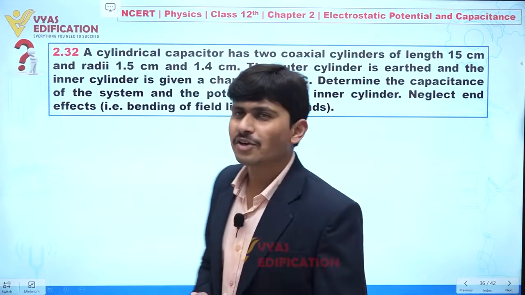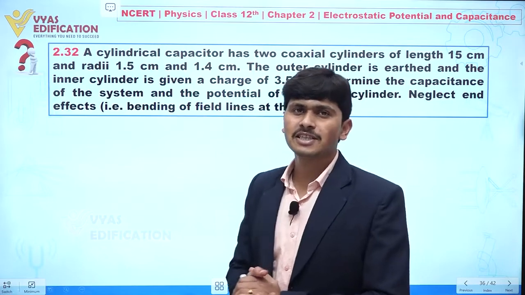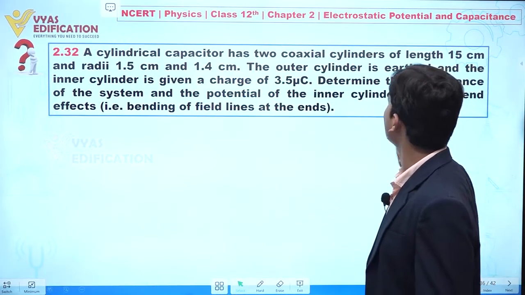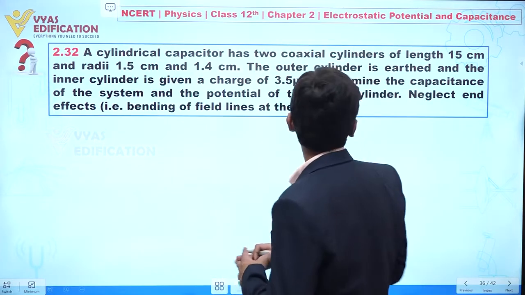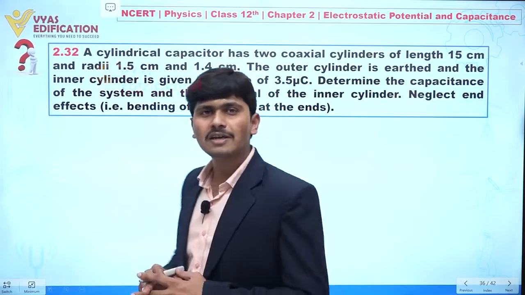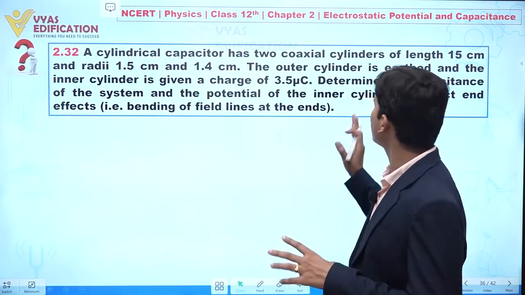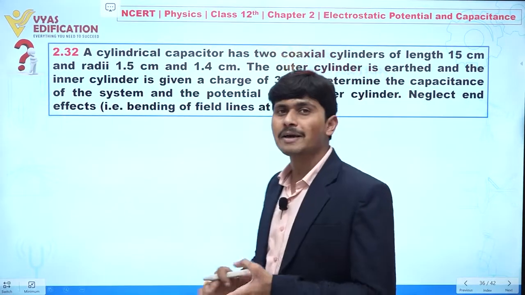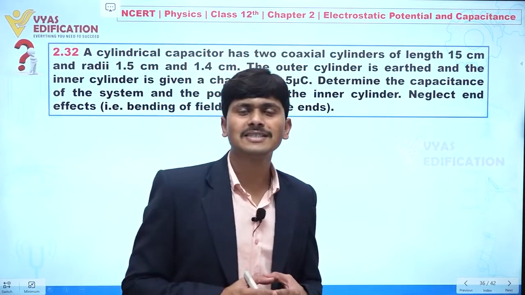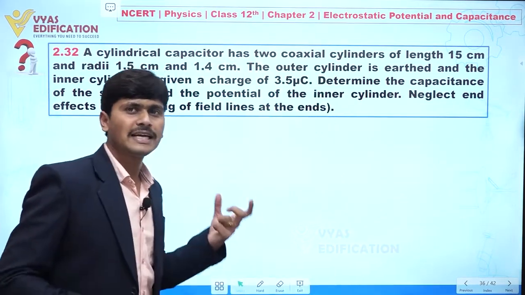Now dear student, we are going to discuss question number 2.32. In this question it is given that a cylindrical capacitor has two coaxial cylinders of length 15 cm having radius 1.5 cm and 1.4 cm. Clear? So actually this is a cylindrical capacitor question, and our objective is to calculate the capacitance of the system. So first of all, let us try to understand what is the formula of capacitance of a cylindrical capacitor.